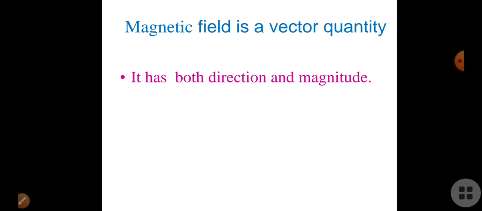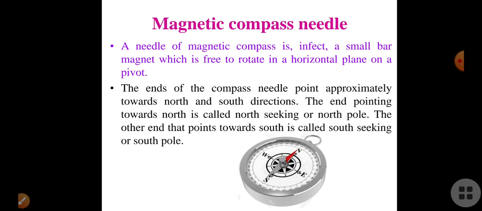Okay, magnetic field is a vector quantity because it has both direction and magnitude, always remember. And the SI unit of magnetic field is Tesla. It's not given in your NCERT, but you will read it in higher classes.